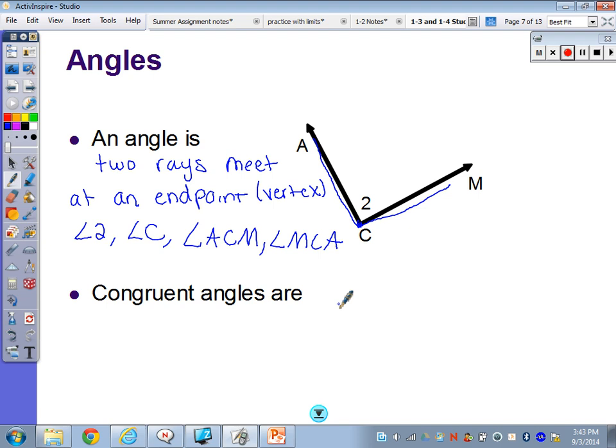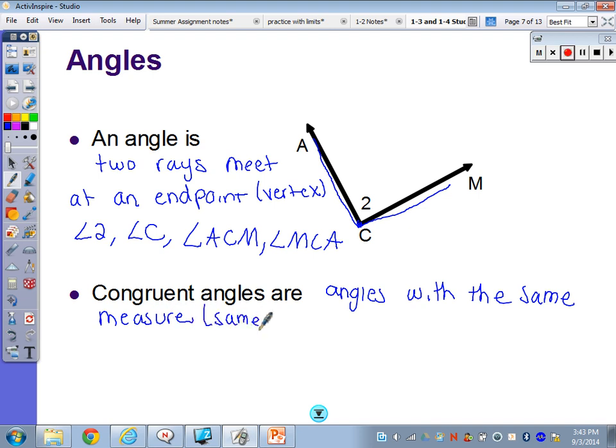So congruent angles are angles with the same measure. And in an angle, that means the degrees are equal. So it has the same degrees. And so when we talk about the degrees of an angle, that's like the distance between the two rays. So that would be like 30 degrees. And if this one's also 30 degrees, the angles are congruent. The length of the rays does not matter since they go on forever.